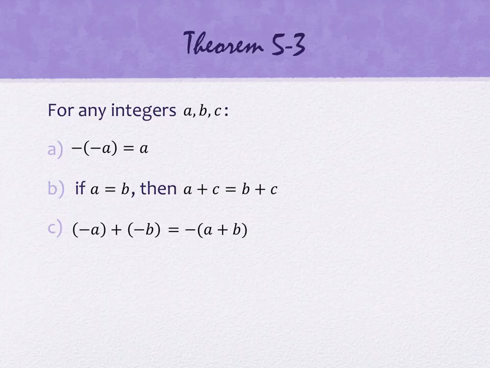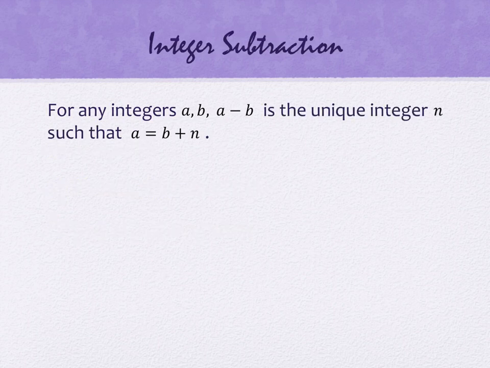All right. So if you have a negative a and a negative b, you just add the a and the b values together, and the whole result is negative. So a and b added, and then a negative in front. Okay? All right. Integer subtraction.